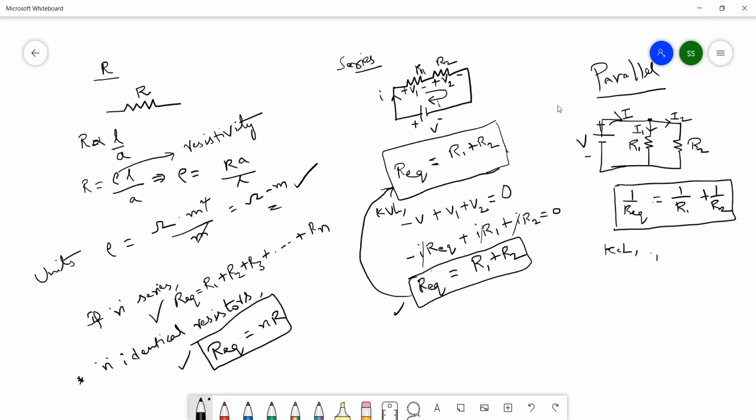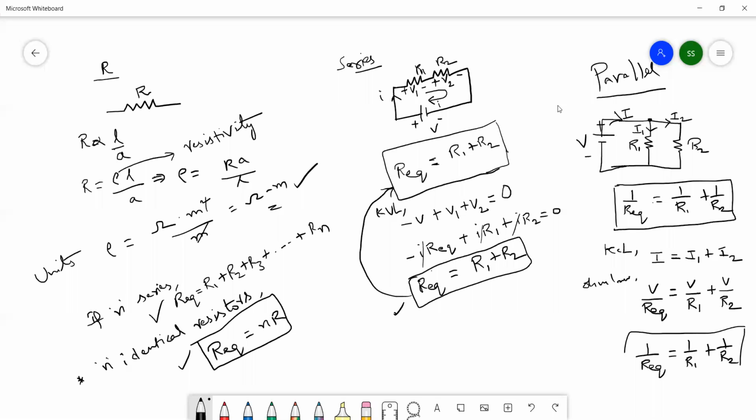So sum of entering currents. Here entering current is only one, that is total current, capital I. And sum of leaving currents, I1 plus I2. So your I is total current. That means from Ohm's law, you need to apply Ohm's law again. I is V by R. I1, again voltage is constant V in parallel, V by R1 for the first resistance, plus current value for the second resistance, V by R2. So by taking common and cancelling both sides, 1 by R equivalent equals 1 by R1 plus 1 by R2.